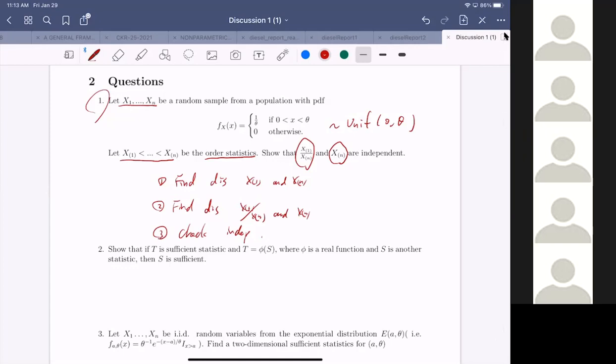Now we are doing question 1. For the people who just came in, you can download the discussion handout in the Canvas.